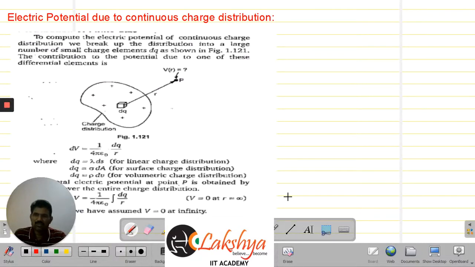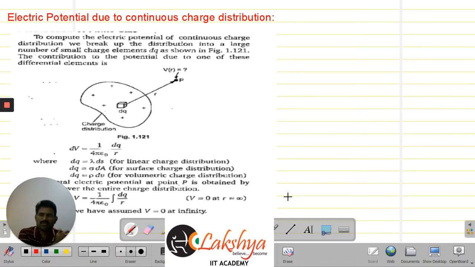We discussed potential and potential due to point charge and potential energy, and then we discussed conservation of energy and problems based on it. In today's class, we are going to discuss the potential due to continuous charge distribution.